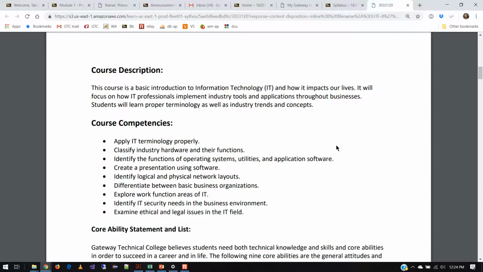Because Gateway is an organization, we're not really a business, right? But IT is huge here, huge. Students will learn proper terminology as well as industry trends and concepts.